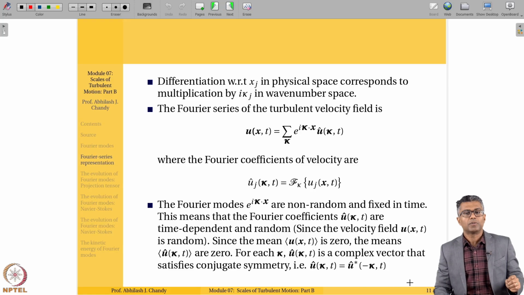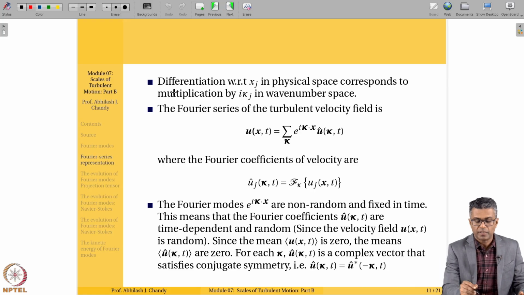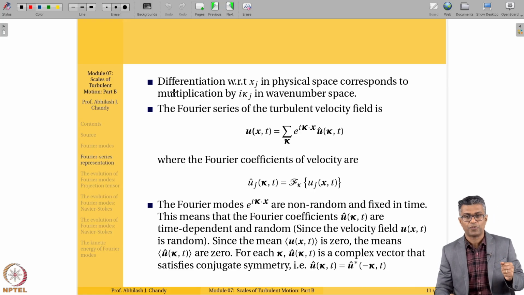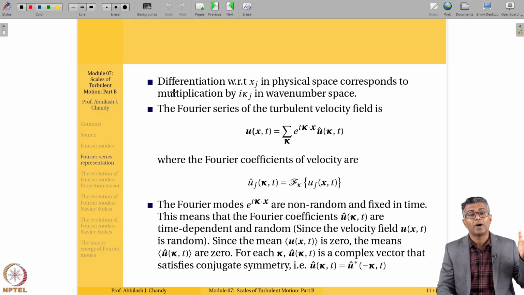Okay, so essentially that's what I just said. The differentiation with respect to xj in physical space corresponds to a multiplication by i kappa j in wave number space. What you have done is you have converted your differentiation into a plain multiplication.